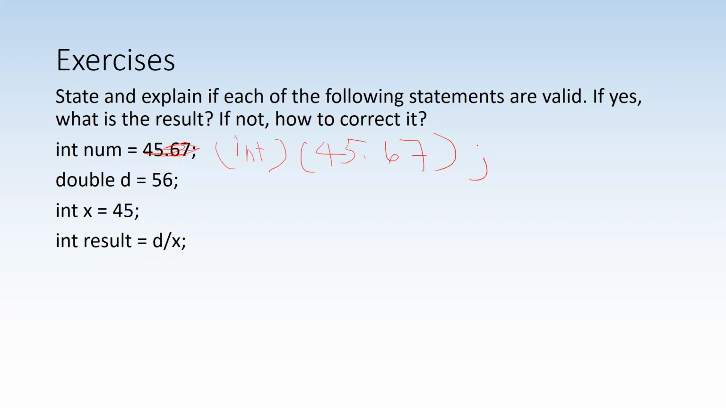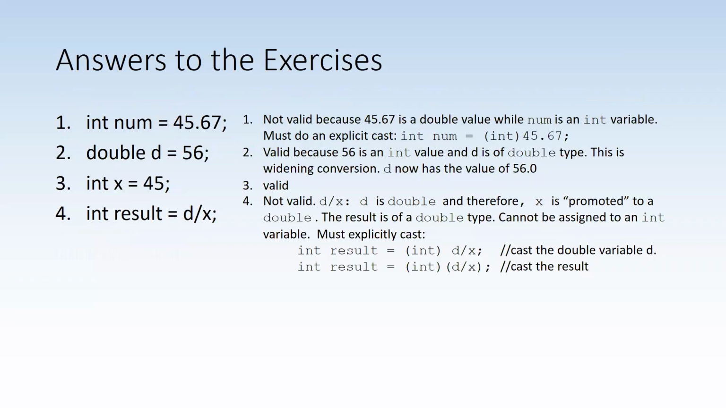45.67. What will be assigned to num? Everybody? 45. Remember, when you cast, the decimal places are discarded. It doesn't round up or round down. The decimal places are completely discarded, okay? So that's how you do that. Questions?